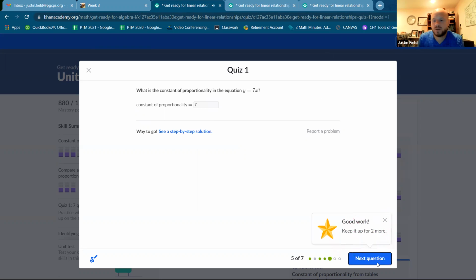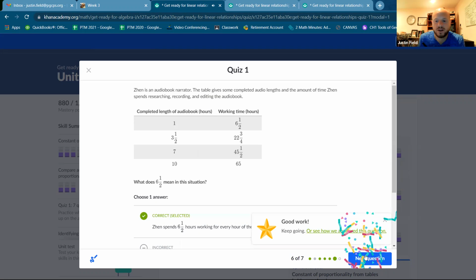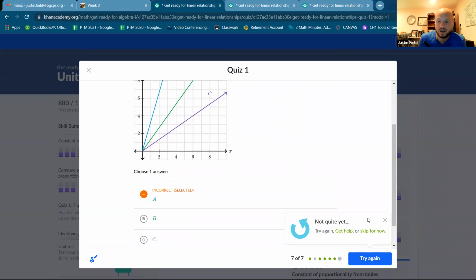Using what I said earlier. Okay, 6.5. So why don't you use what I did with the graph and see if you can figure out something like that. But that does not count, what I just did right there, because I was not even reading it. A, B, and C show proportional relationships. Which line has a constant of proportionality? So find a point on each line and do the y over x and find the one that is 2/3. All right, you can do it.